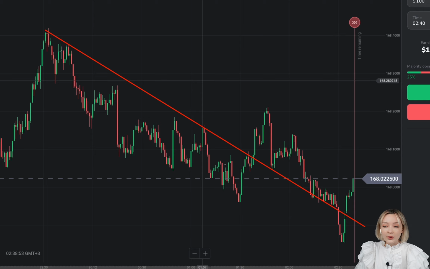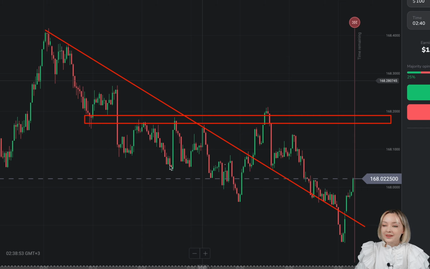What levels are important to us? First of all, the level over there that plays a role of resistance. Then we've got this level right here. The price is already moving close toward it. It can play a role of resistance as well. And I think we can mark this level at the bottom.